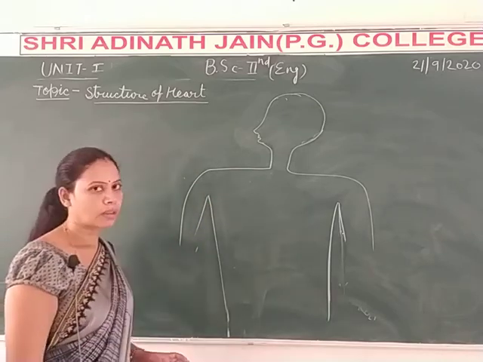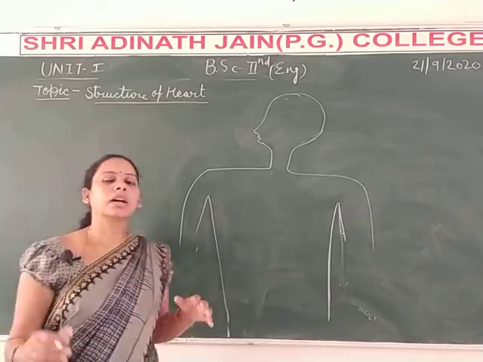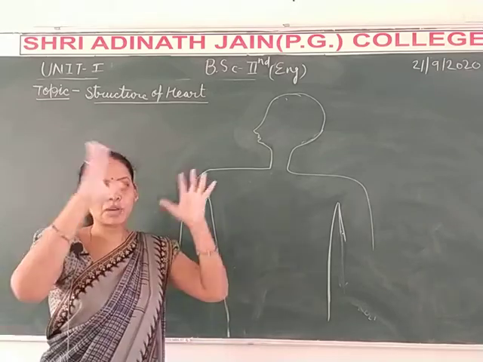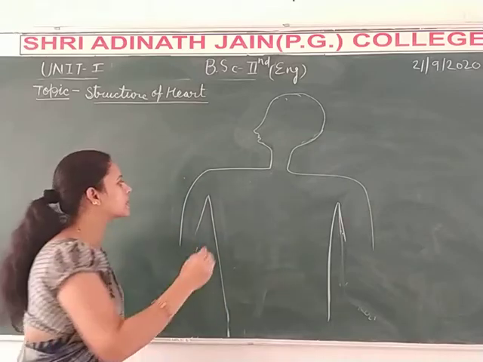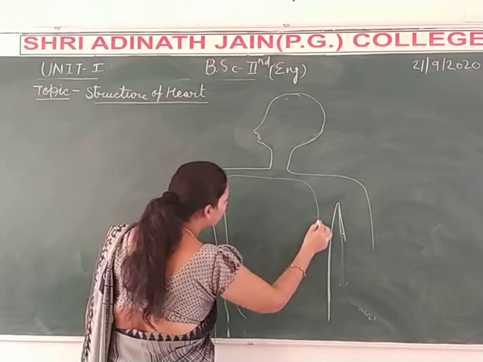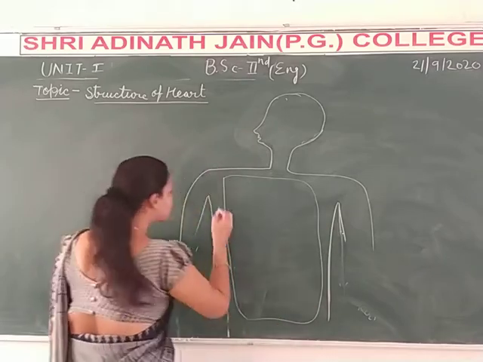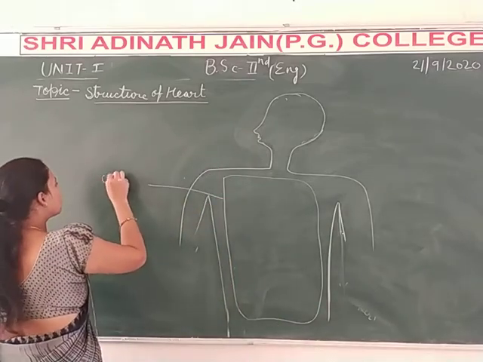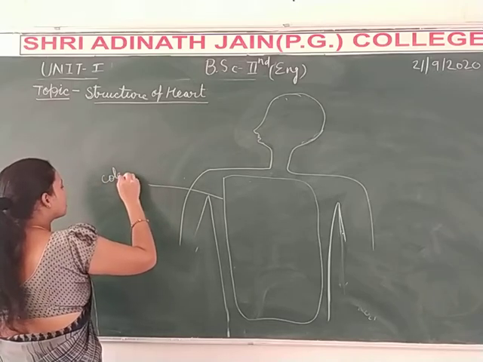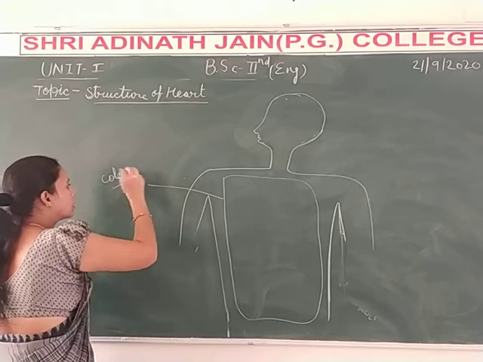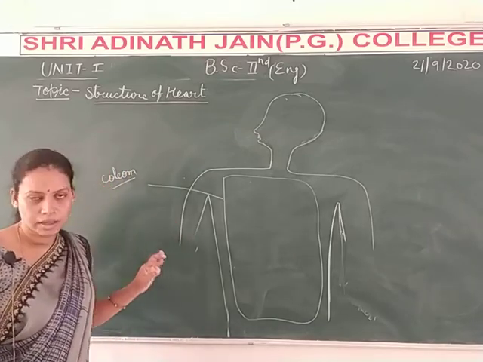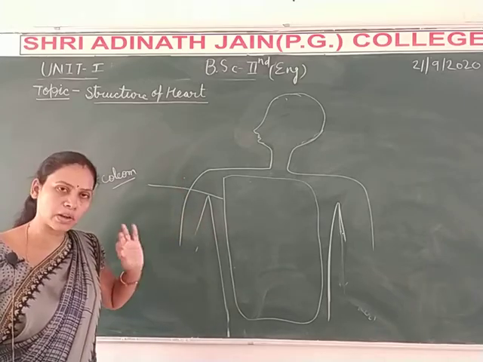Now, as we know, a human body is a hollow drum. If we talk about the whole body, that body is a hollow drum-like structure, and this drum is known as coelom. This cavity is known as a coelomic cavity. We can say it is a coelom.